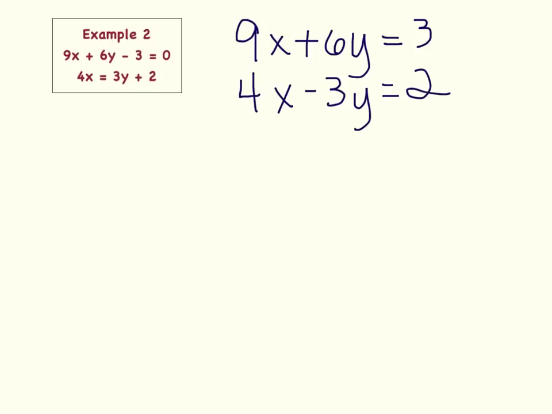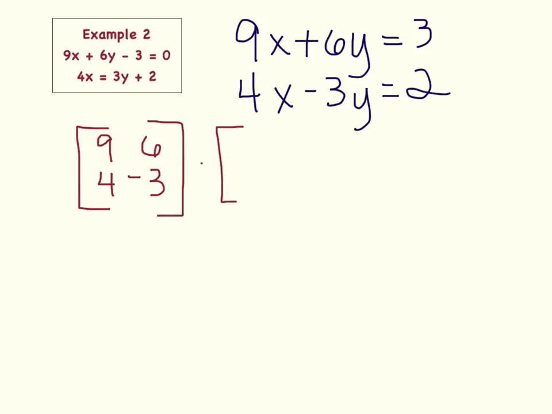Now I am ready to enter this information into my matrix. My first matrix is the coefficient matrix, and I'm going to put the 9 and the 6 from the first equation, and the 4 and the negative 3 from the second equation. Next, I'm ready to write my variable matrix. I'm using x and y.